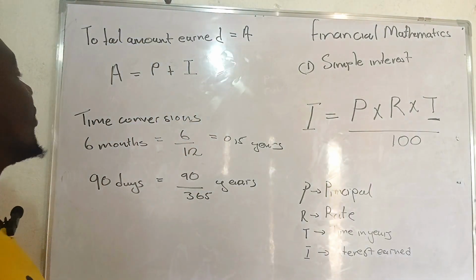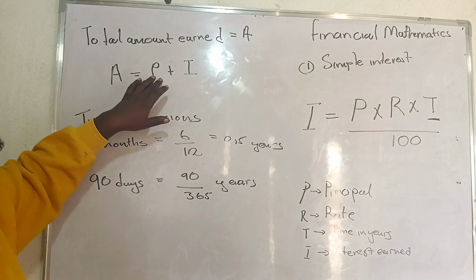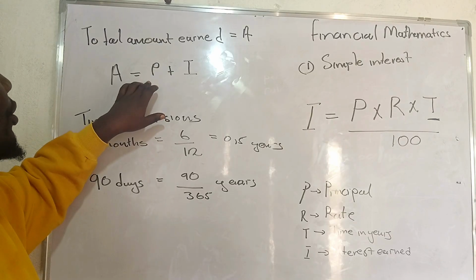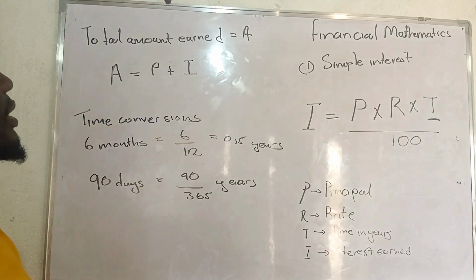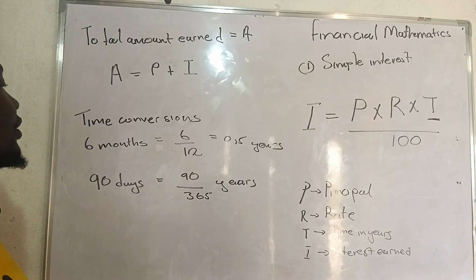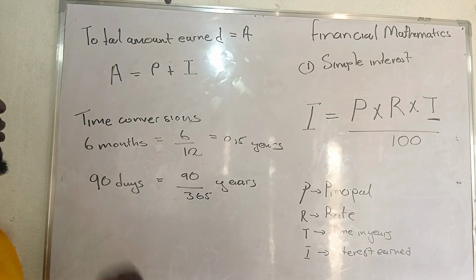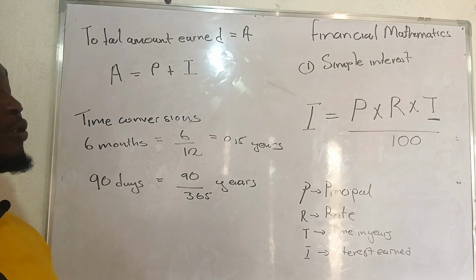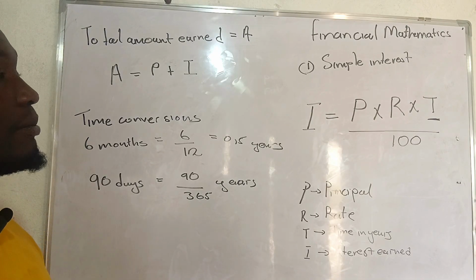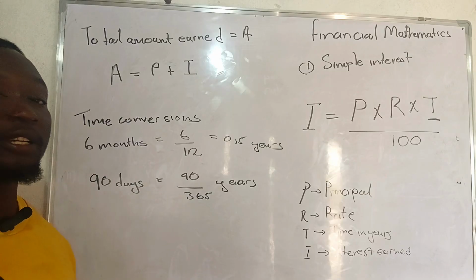So the total amount earned is always equal to the principal, the initial deposit, plus the interest. Time conversions. So this is where you have to be careful. So you might have an investment period of 6 months. Some banks offer an investment period of 6 months, and some banks or central banks offer an investment period of 90 days. So you must always convert the time into years before you start your calculation.